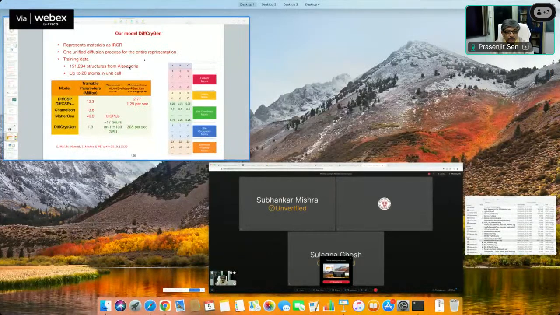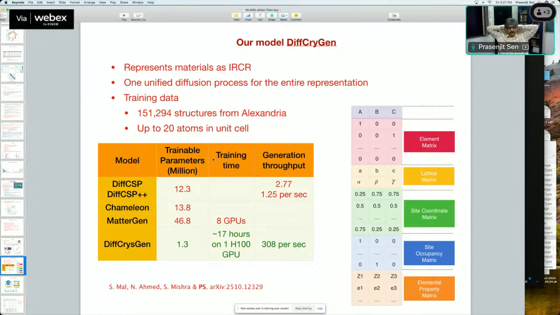Along with some details, I had this slide just to highlight that recently, I mean, it is not as big or as complicated a model as MatterGen is, but we developed a model based on diffusion, which just uses these IRCR representations that I have discussed in some of the previous lectures. So I'll quickly tell you where it differs from MatterGen.